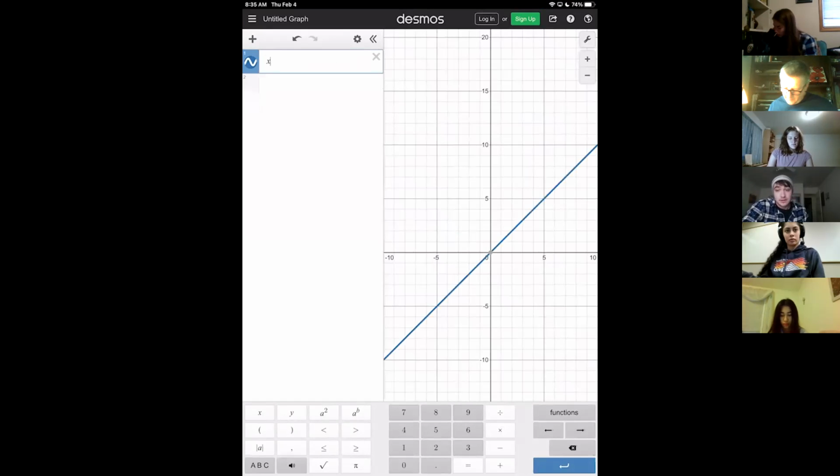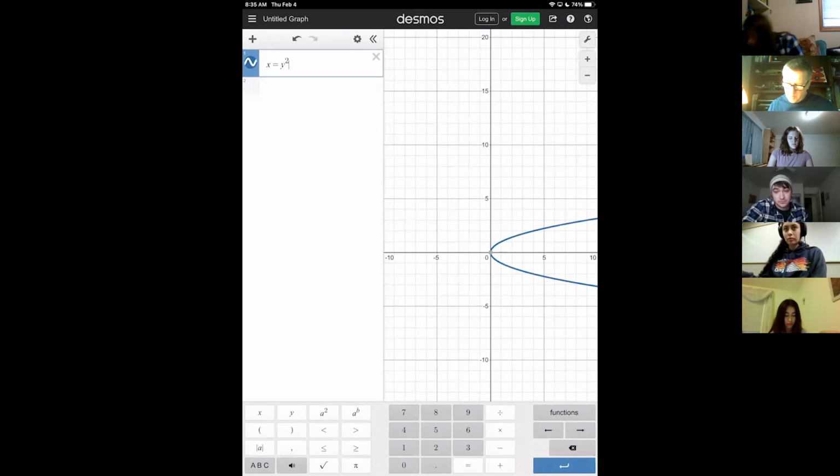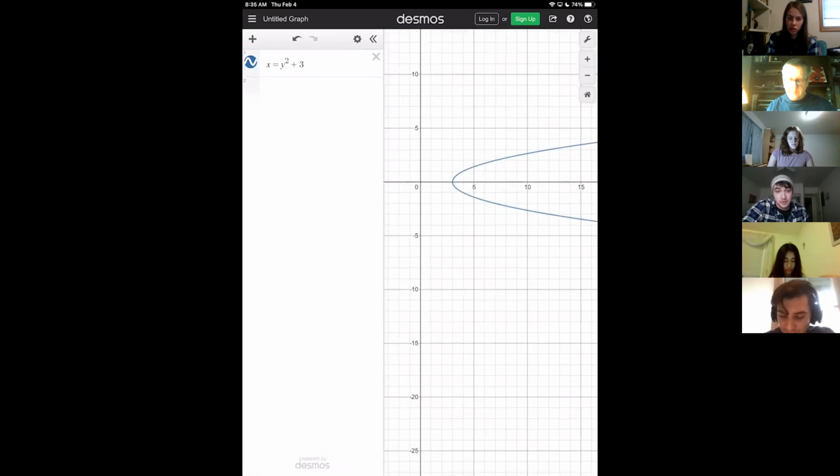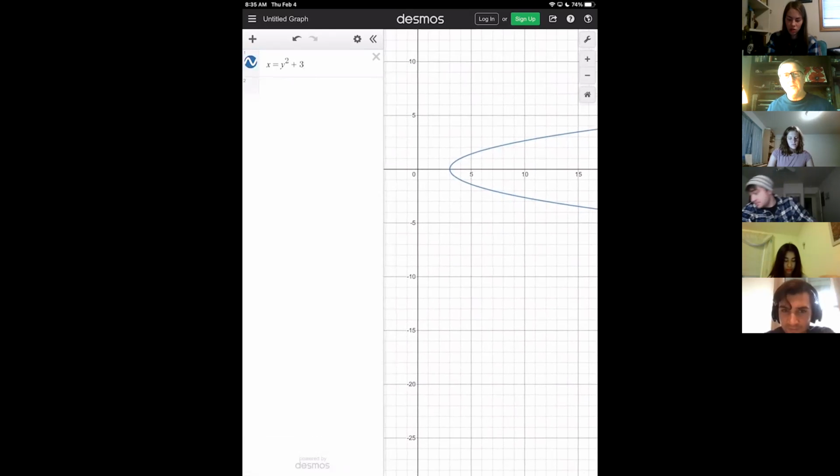So let's see, x equals y squared. That's a sideways parabola. And I don't know, let's throw like a +3 on there. Oh, that's interesting. It slid to the right. You might have expected that to slide up when I said +3. I wonder if you can figure out why that's the case.